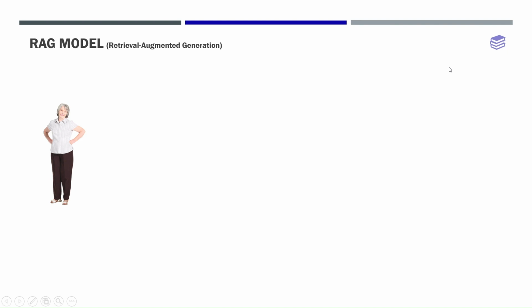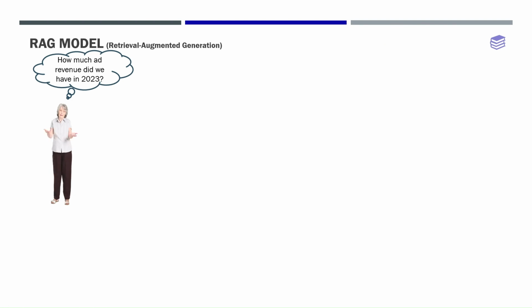Carol works for WKRP Broadcasting Company and oversees advertising revenue. Her boss just asked her, "Carol, how much ad revenue did we have in 2023?" Carol has no idea. How can Carol find this information? So she could ask finance for financial reports or talk to accounting, but she first wants to try to look it up on her own.